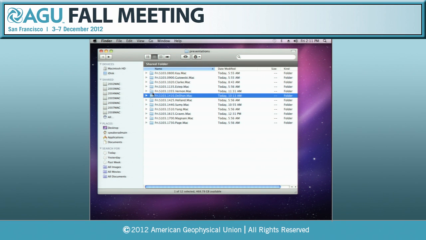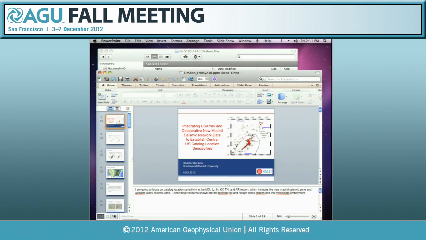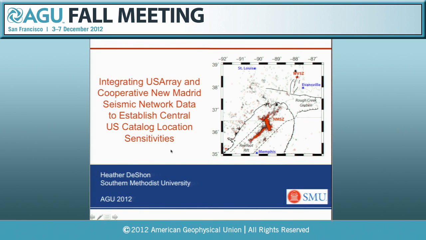Okay, thank you very much, Frank. We'll now move along to our third talk. This is to be presented by Heather DeShon: integrating USArray and Cooperative New Madrid Seismic Network data to establish central U.S. catalog location, magnitude, and magnitude sensitivities.